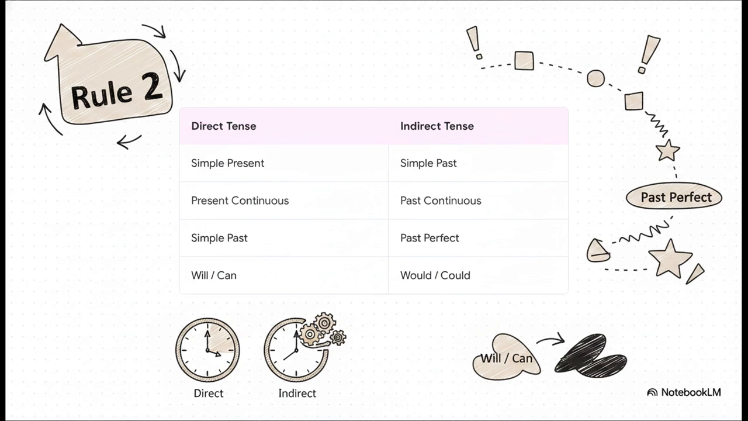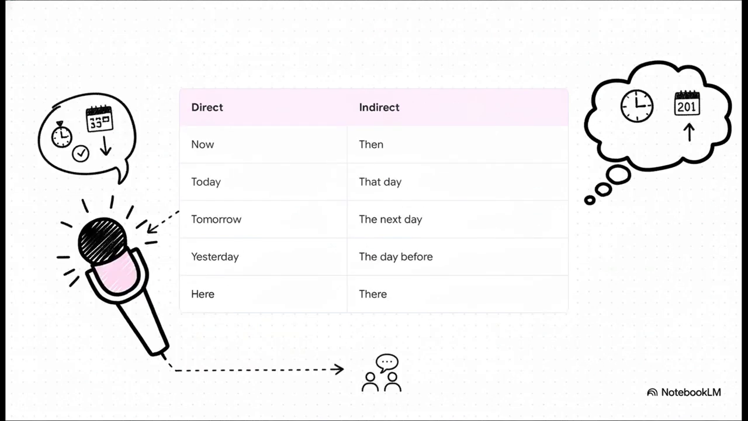Notice how you've got to push the verb 1 step further into the past. Simple present becomes simple past. Present continuous becomes past continuous, and look at the simple past. It gets pushed all the way back to the past perfect. Even your modal verbs shift. Will turns into would, and can turns into could. Basically, you are reporting from a distance in time. Which brings us right to Rule 3.